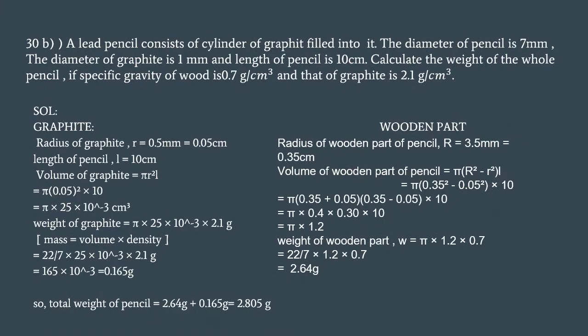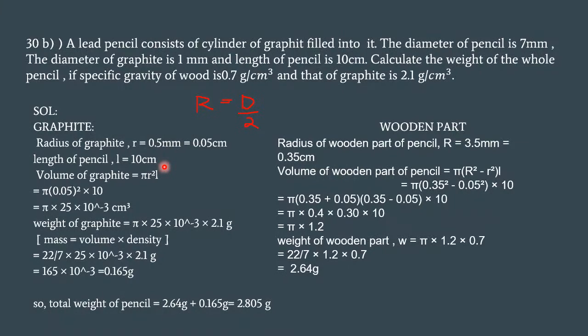Now it is also given that the diameter of graphite is 1 millimeter. So radius will be diameter by 2, which is 1 by 2, 0.5 millimeters. Now 1 millimeter is equal to 0.1 centimeters, so 0.5 millimeters will be 0.05 centimeters. Now length of pencil is given 10 centimeters.